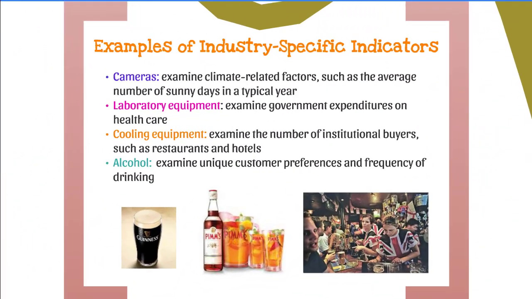So here are some examples of industry-specific indicators depending on the product or services the company offers. If your company is selling cameras, this kind of company usually examines climate-related factors such as the average number of sunny days in a typical year, because people usually don't want to go out and take pictures during the raining days. But it might not be the case for now, because now we all take pictures via our smartphones, right?